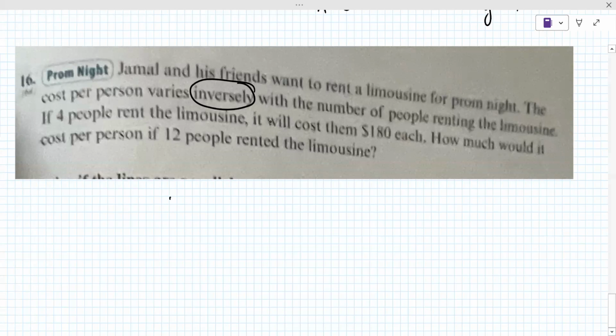So y equals k over x for inverse. The direct is k times x. 720 for what, k? So are you making x people or money or both? Which way did you see it here? Like what is y? Does y represent the cost or the people?